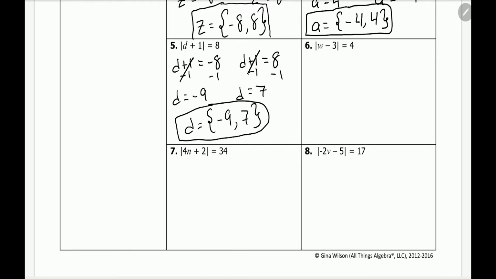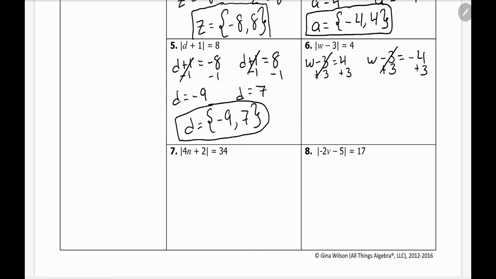Alright, let's look at number 6. We have the absolute value of w minus 3 is equal to 4. So we take the thing that's inside the absolute value and set it equal to the positive and negative version of whatever is on the right side. So we have positive 4 and negative 4. Now we have to solve this equation. In order to get rid of the minus 3, we're going to add 3 to both sides. And same thing over here.